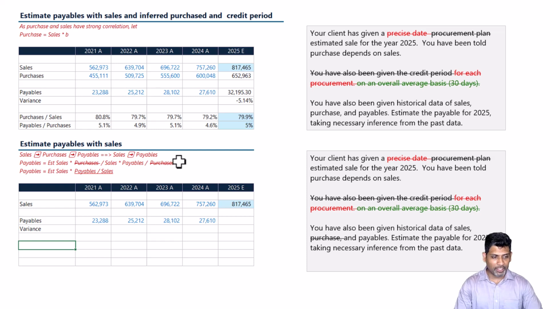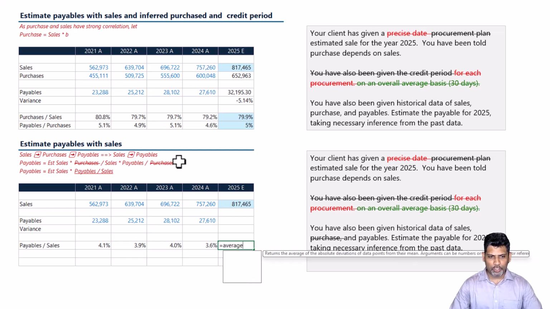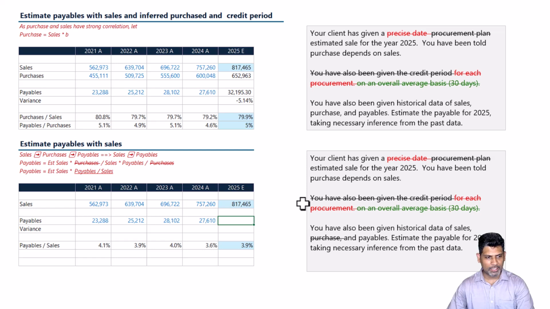So let's try that here. If I'm going to take it as payables upon sales, this is the ratio I'm going to derive for the past. Payables divided by sales, 4.1%. For 2025, let me take it as an average of the past. So that's 3.9. So if with this I'm going to estimate the payable, that's going to be sales times 3.9%.